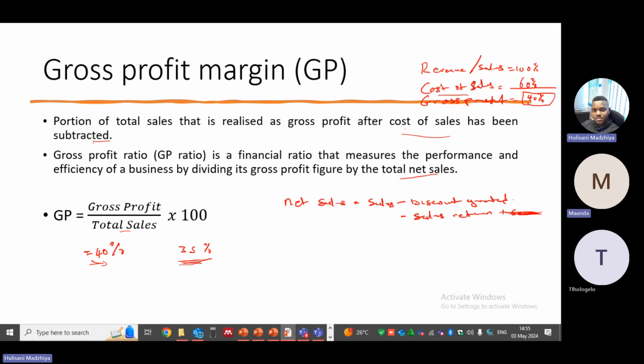Sir? Yes? What if the product you're selling is better than all the other ones in the industry, and it's in demand? So your comment will be that the company is selling a superior product than the competitors. Yes, that's why its gross profit is higher than the industry. Yes, so your comment is to say the product offered by the company is superior to the rival or to the competitors.